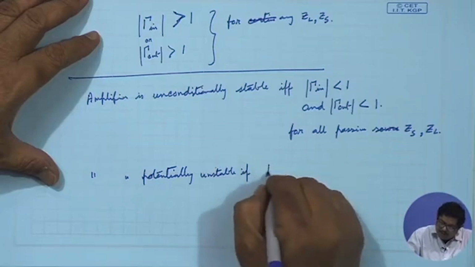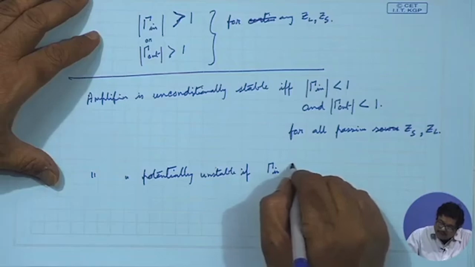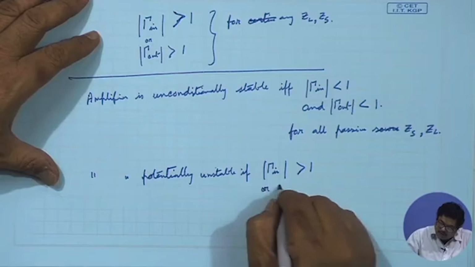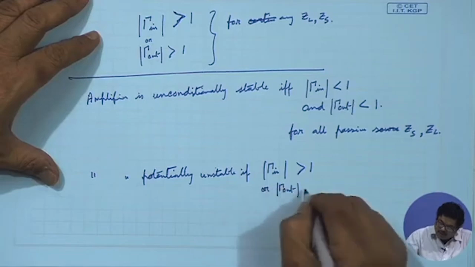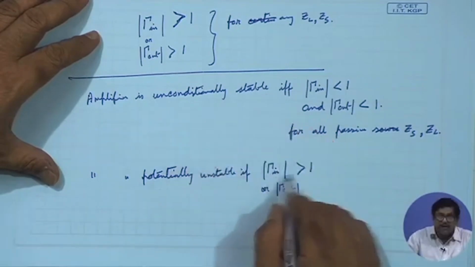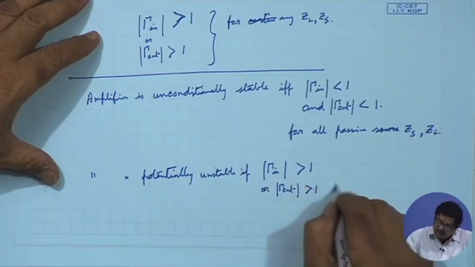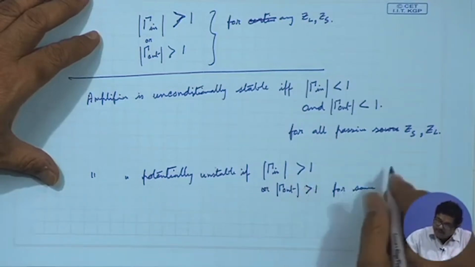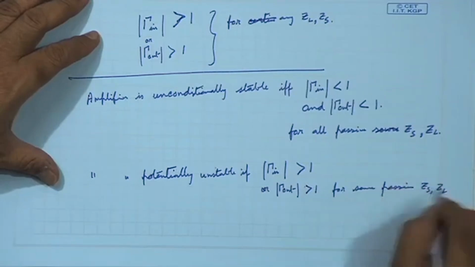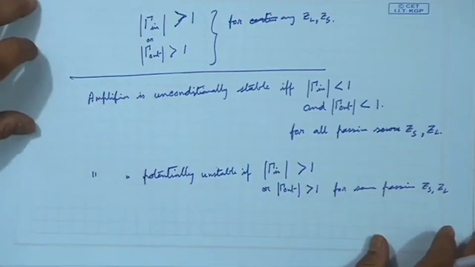if gamma in is greater than 1 or gamma out is greater than 1. Here it is 'or', not 'and', because the unconditionally stable case was 'and'. It is potentially unstable if either this or this is greater than 1 for some passive ZS, ZL, not for all. Even if for one, then we will say it is potentially unstable.